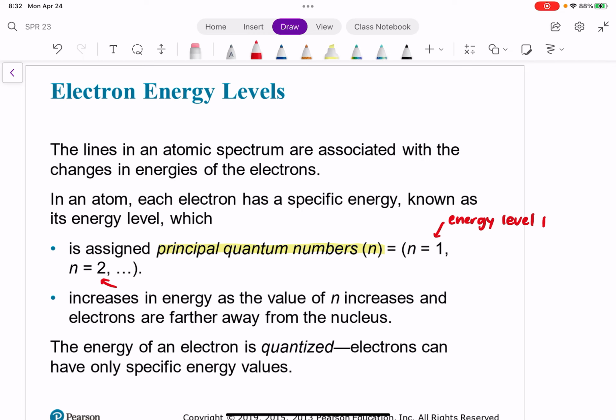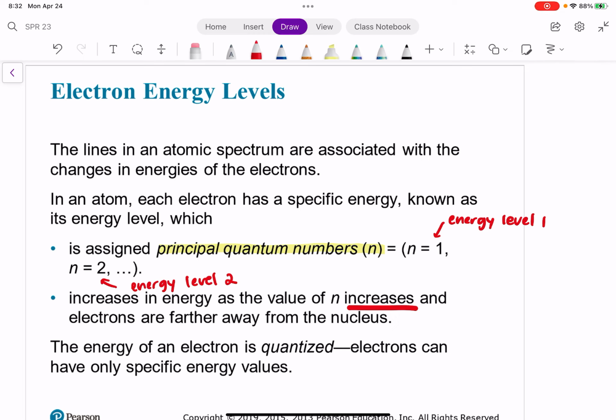N equals 2 is energy level 2. N equals 3 is energy level 3, and so on. And as electrons are getting farther and farther away from the nucleus, that value of N actually increases. And we'll talk about why that is in the future, but just something to note for now.